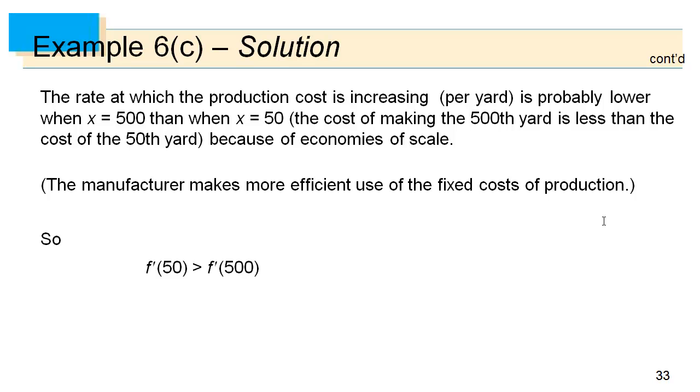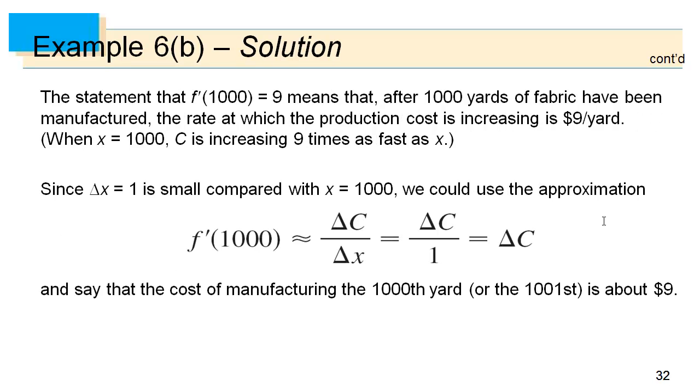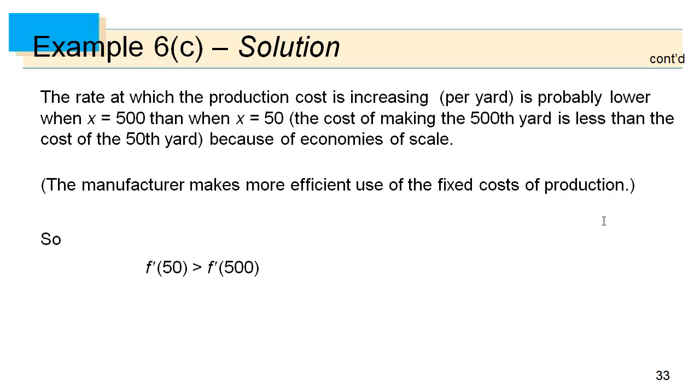The rate at which the production cost is increasing per yard, as we've seen, because it told us f prime of 1,000 was equal to 9, a positive number, right? So it's an increase. So if that's the case, then it's most likely lower when x equals 500 than when x equals 50. That means the cost of making the 500th yard is less than the cost of making the 50th yard because of economies of scale. And that makes sense.